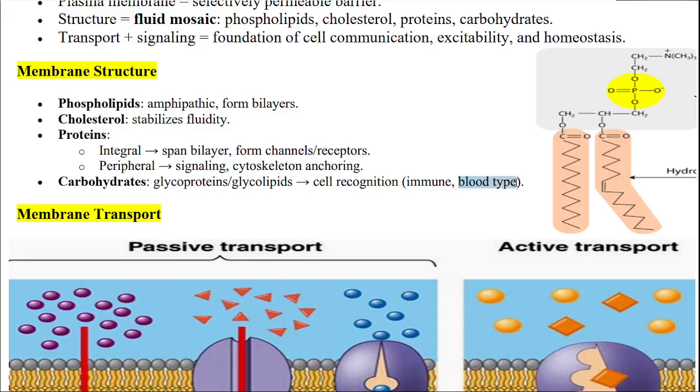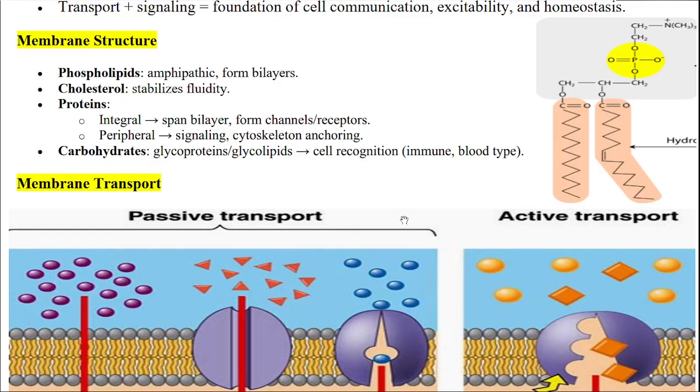Wow, so it's literally a molecular ID badge. Exactly. And that's why getting the wrong blood type in a transfusion is so dangerous. Your immune system recognizes those foreign carbohydrate tags and attacks. It's cell biology with immediate medical consequences.